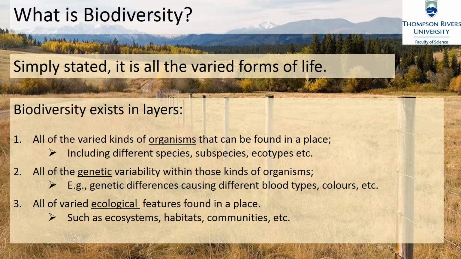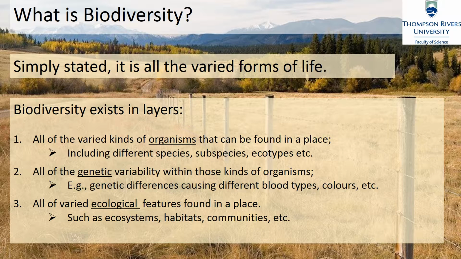Simply stated, biodiversity is all the varied forms of life that occur in a place or in the world. Biodiversity can be divided and subdivided into different layers. For example, one of the layers you can look at in its definition is all the different and varied kinds of organisms that can be found in a place. This includes all the genetic types and different species, subspecies, and ecotypes that exist within that place.